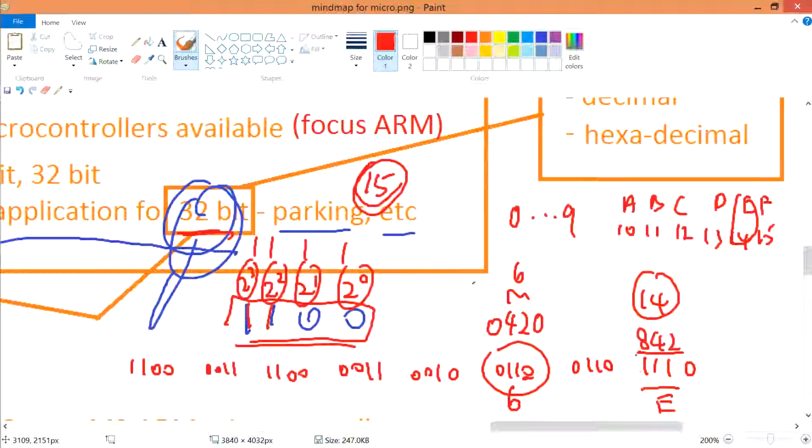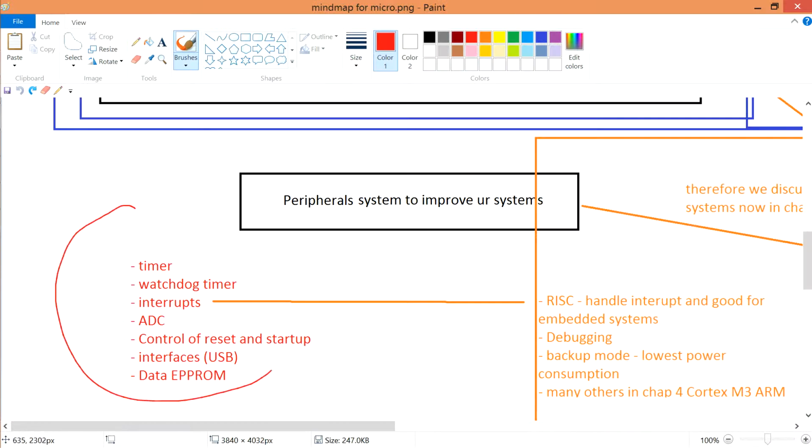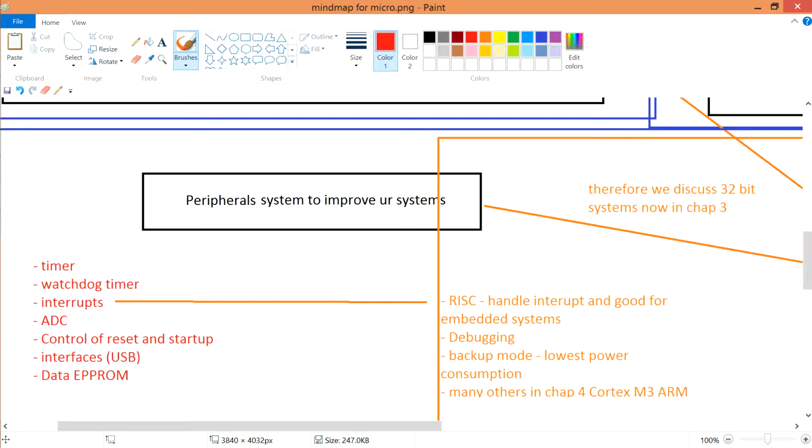Ta-da! In the previous video, we talked about all these peripherals over here, but I didn't touch on all of them. I didn't give the meanings. Now I'm going to give some of those meanings, alright? These meanings are illustrated using 32-bit microprocessors, and we are using the M3 ARM microcontroller. We are going to focus a lot on interrupts.